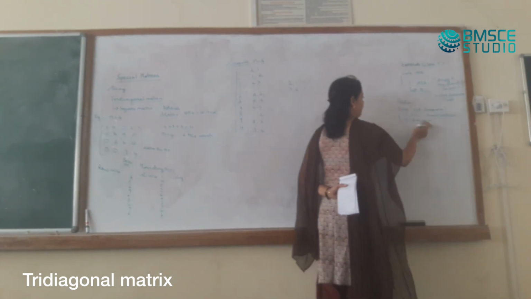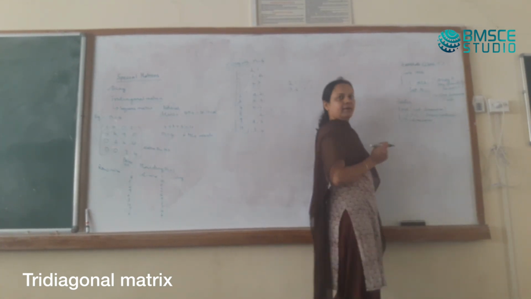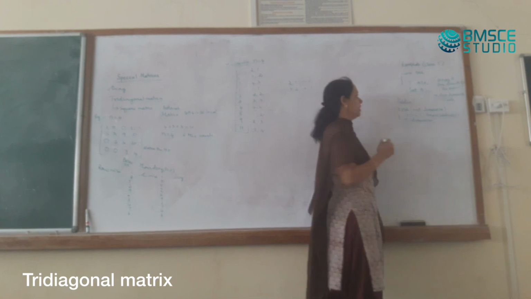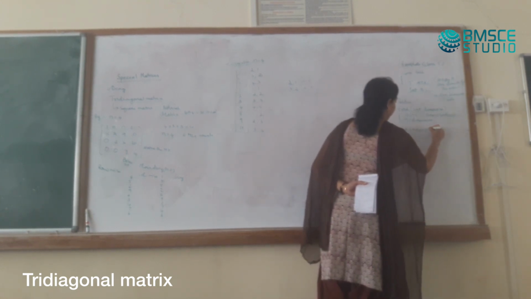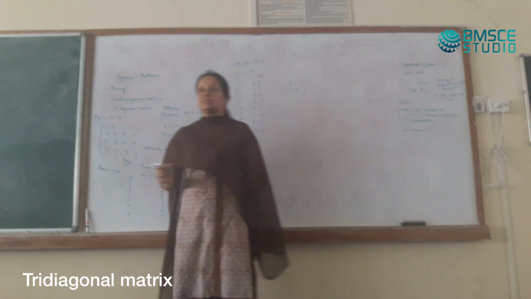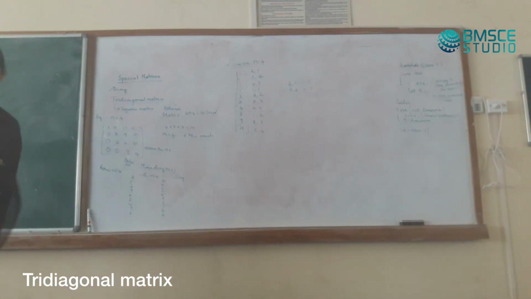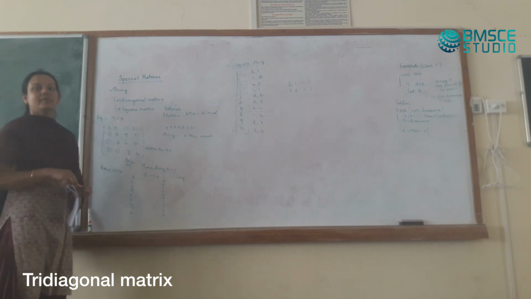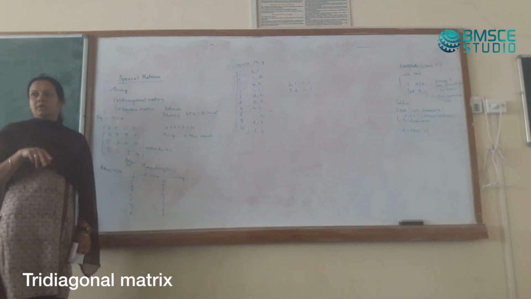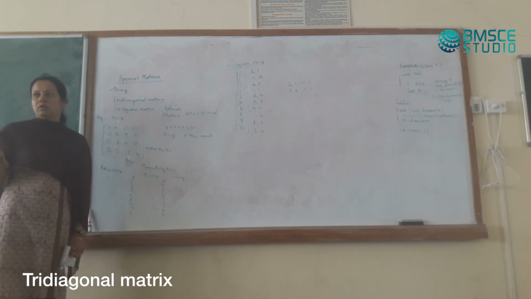So copy down the dimension information in n, then set aside memory. TD is equal to new T. How much of memory location do you allocate? n plus 2n minus 2.